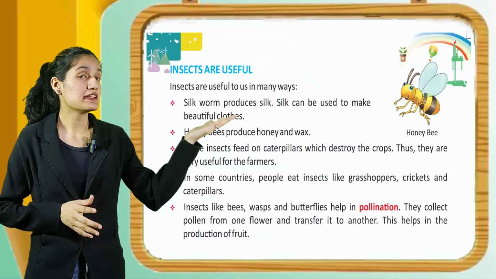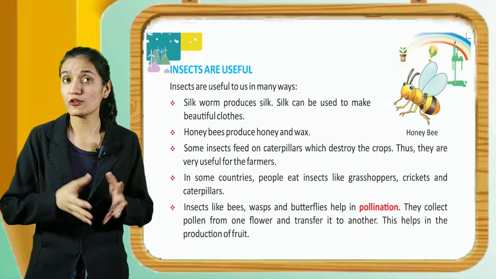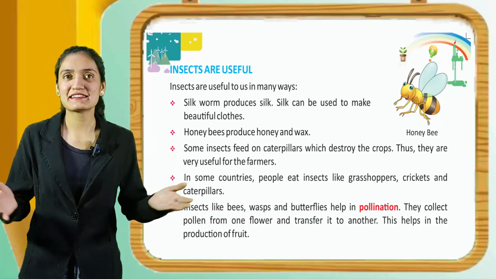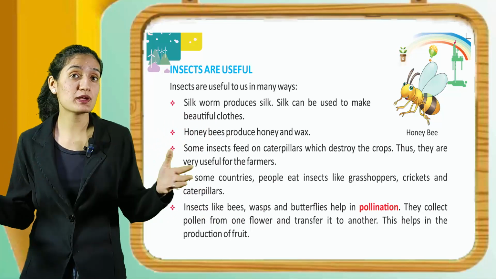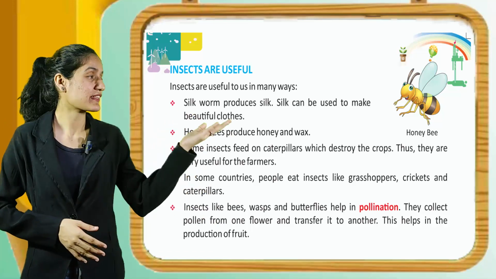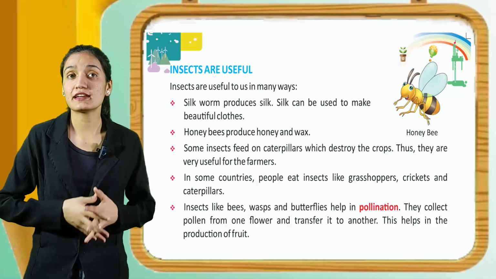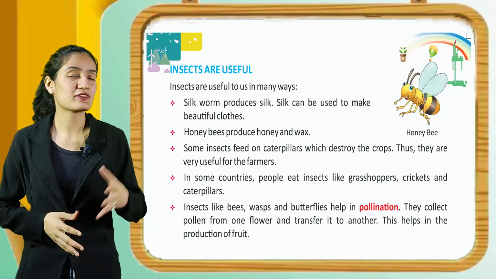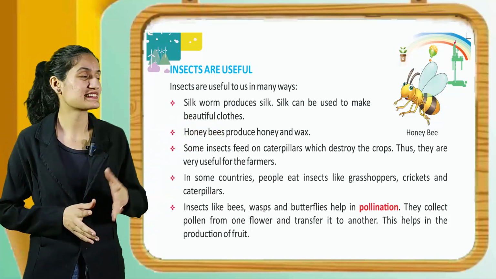Now, insects are useful. Kids, do you know insects are also useful? Insects are useful to us in many ways. Silkworms produce silk. Silk can be used to make beautiful clothes. Honeybees produce honey and wax. Some insects feed on caterpillars which destroy the crops. Thus, they are very useful for the farmers.